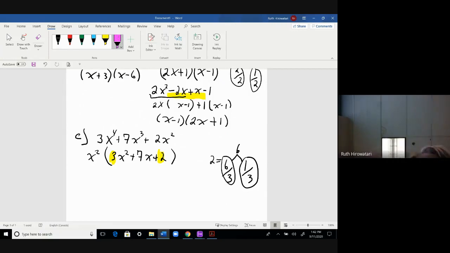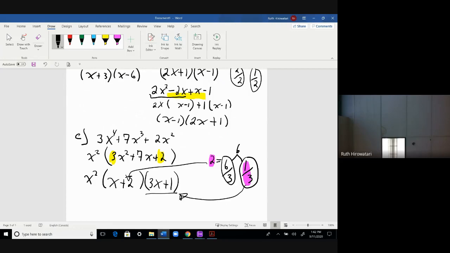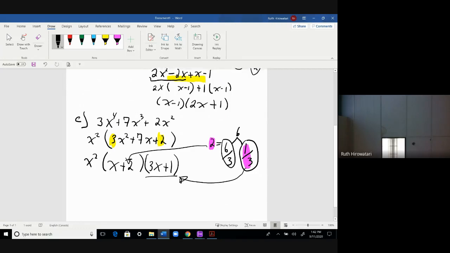So here are my 2 hints for getting my factors right there. What do I do with them? Don't forget that x squared is out front. Then 3x squared plus 7x plus 2 would factor as x plus 2 and 3x plus 1. Okay, so this 2 came from the pink right here. And the 3x plus 1, do you see how it came from my 1/3? Okay, so there's your funky factoring. You might want to do a little bit of review of that.